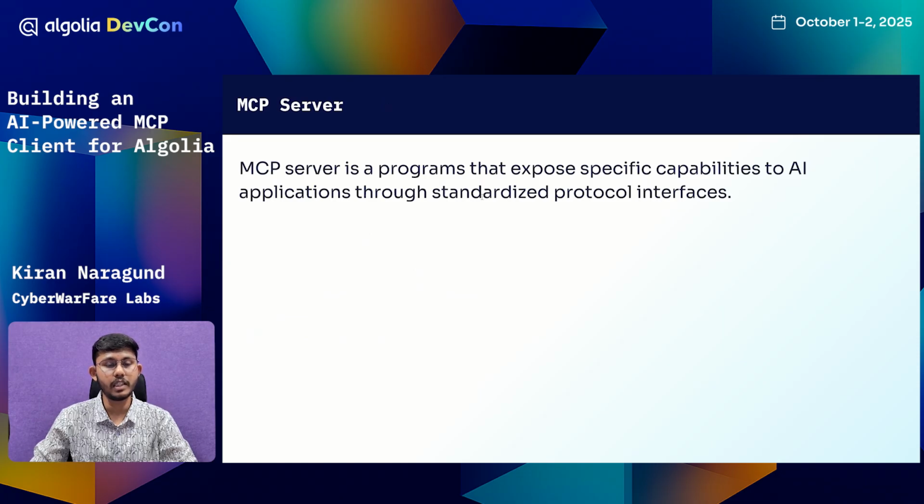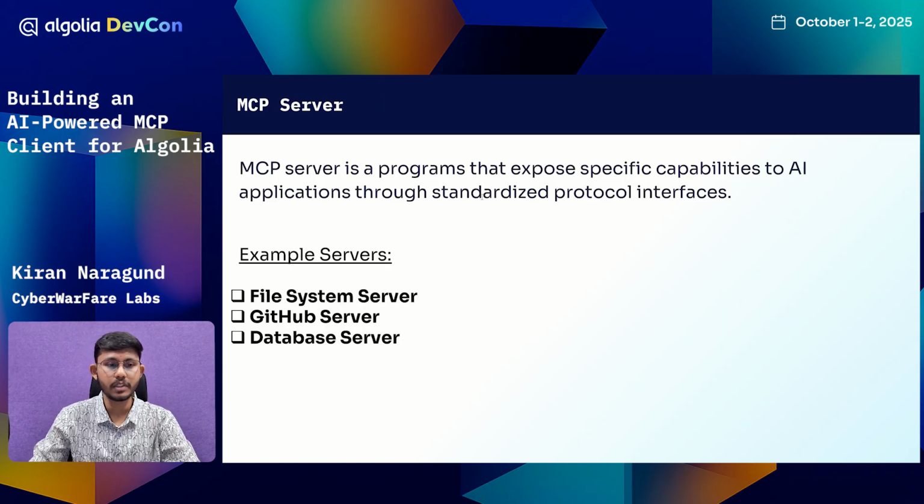On the other side, we have the MCP server. An MCP server is basically a program that exposes specific capabilities to your AI application. Basically, the MCP server will expose all your application APIs to your LLM so that your LLM can send API calls to your application and get the data. Some example MCP servers are the file system MCP server, the GitHub MCP server, or any database MCP server.